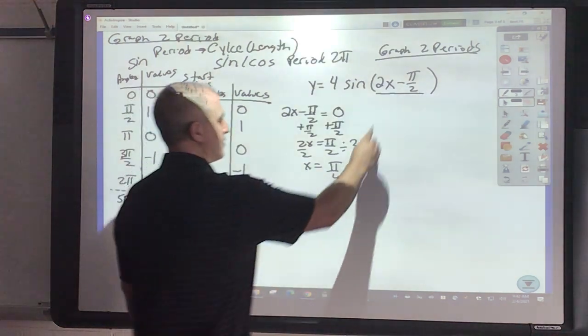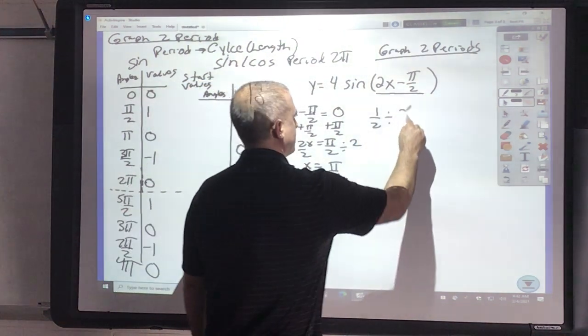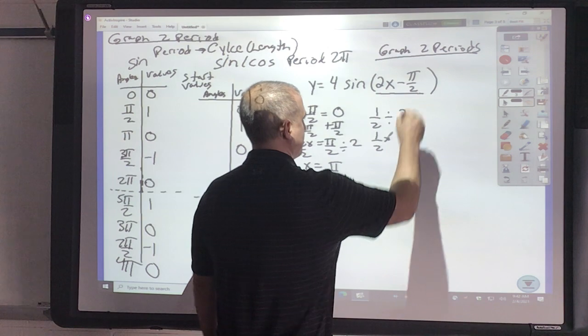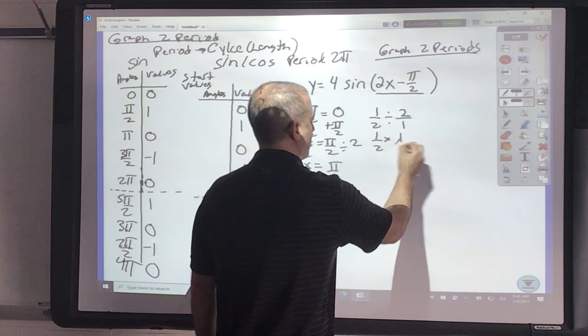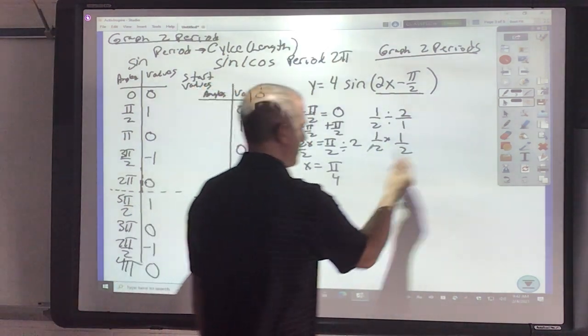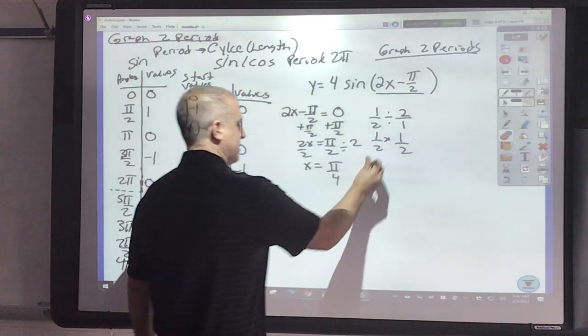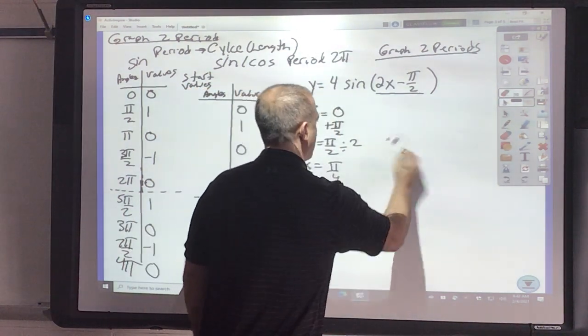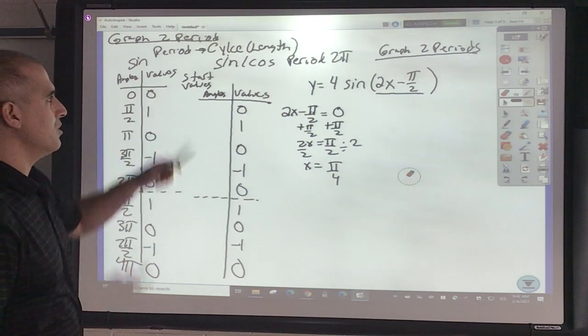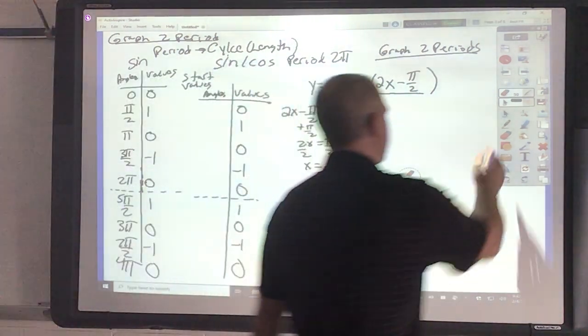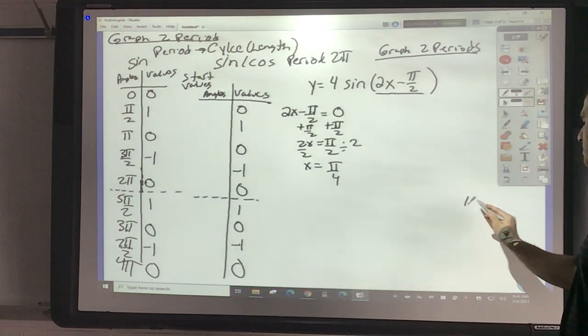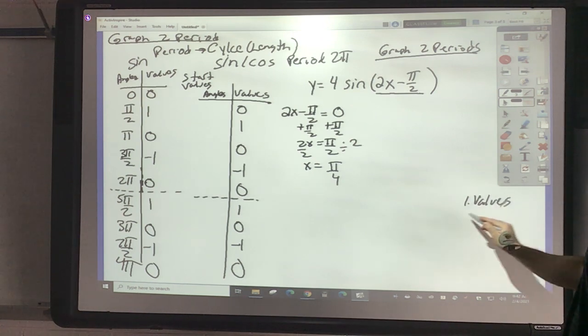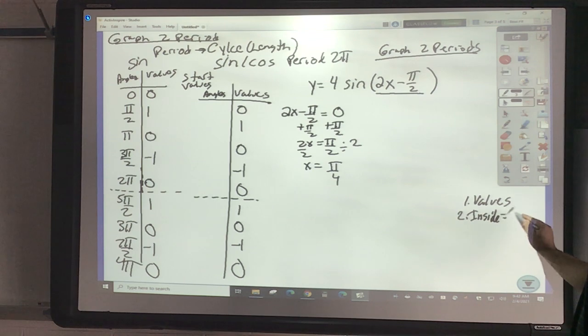Remember, when you're doing fractions, this is like 2 over 1, which becomes 1 over 2, and that becomes 4. So that's how you would get that. So what you want to do is start with the values. Maybe I'll write directions down here instead. We want to put the values in, then take the part inside, set it equal to 0, and solve.